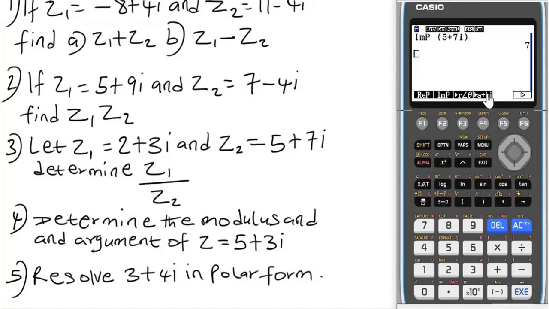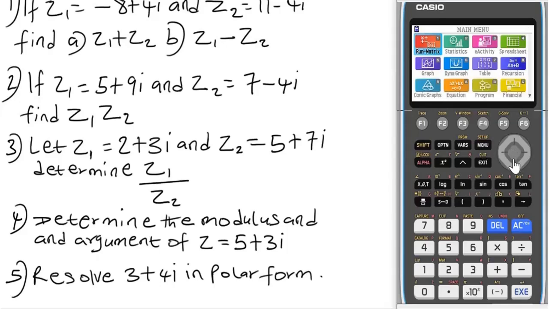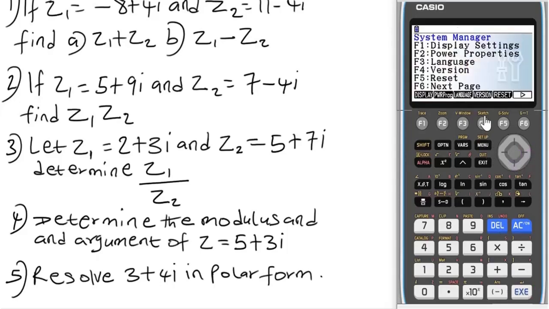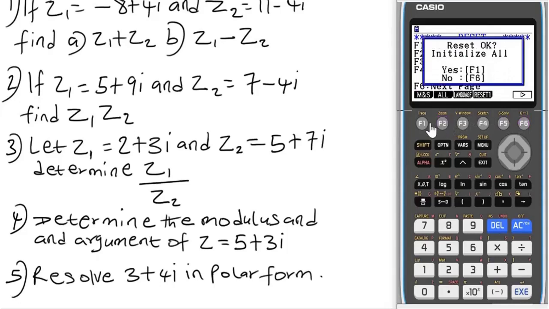Thanks for watching. Now ensure you reset the calculator once you are done to wipe out these values you have worked with. All you have to do is press menu, okay, then navigate to system, press execute, press F5, F6 next page, F2 initialize all, F1, and it will begin to initialize all.